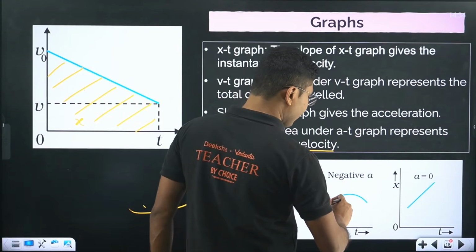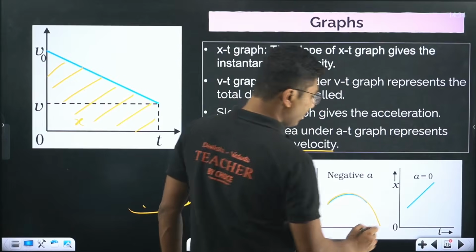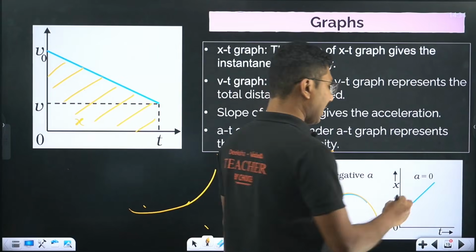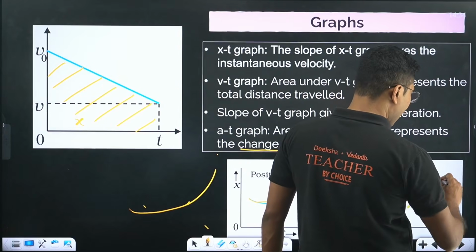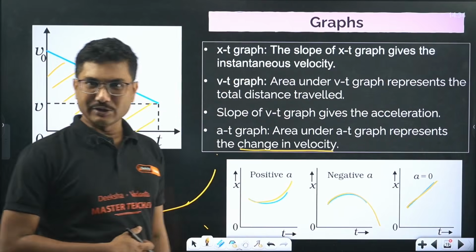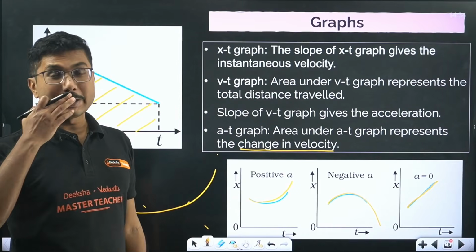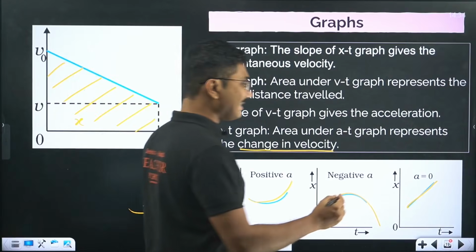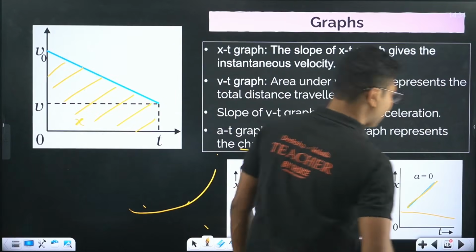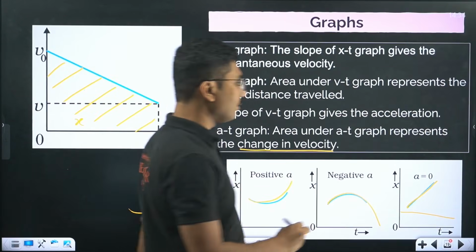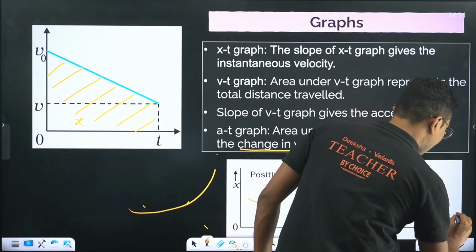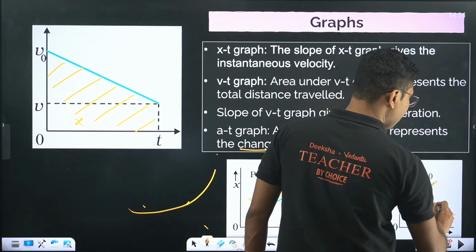For negative acceleration, the displacement decreases with time. If it is a straight line graph, acceleration is 0, and the velocity is constant. If the object is at rest, then the graph will be a straight line parallel to the time axis. If the graph is parallel to the time axis, velocity equals 0.